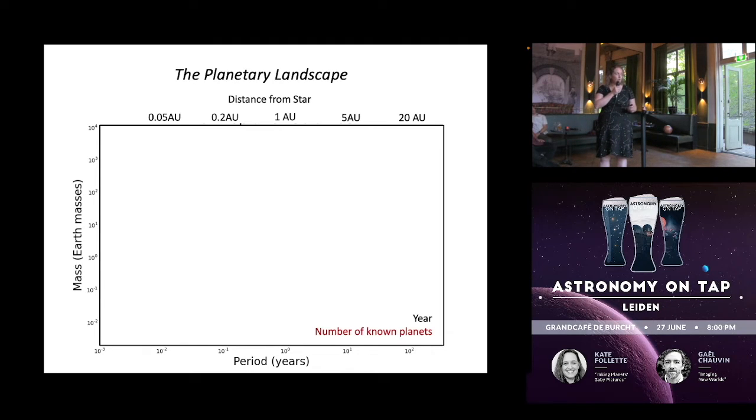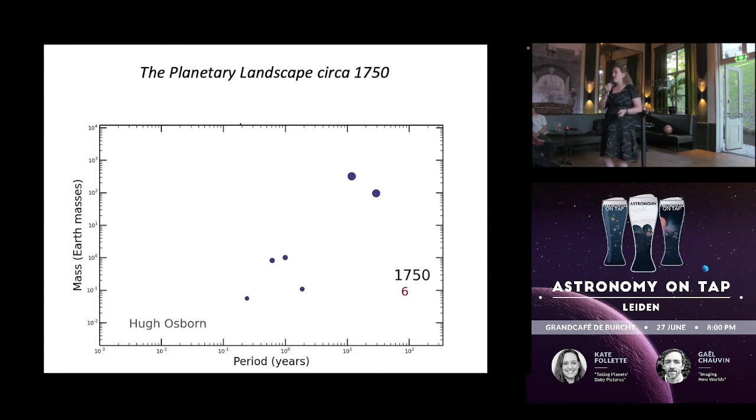Okay, so I'm going to move forward in time here and tell you about the evolution of our understanding of the planets that exist in the universe. And on the bottom of the plot here, I'll put the year and then the number of known planets. And I actually want to start really far back in 1750. We know 6 planets. Can anyone tell me what they were?